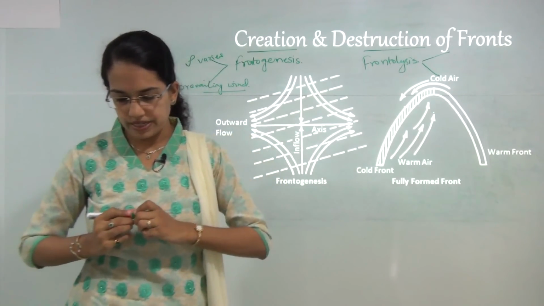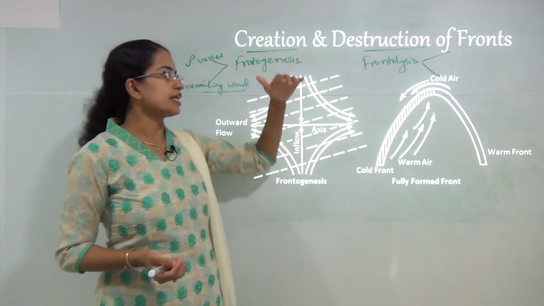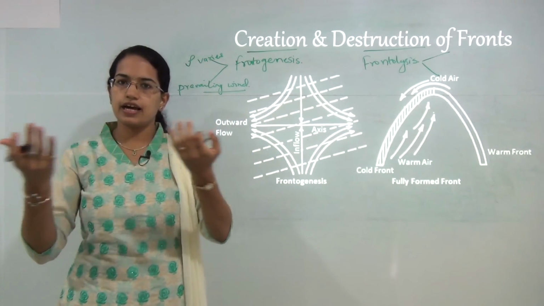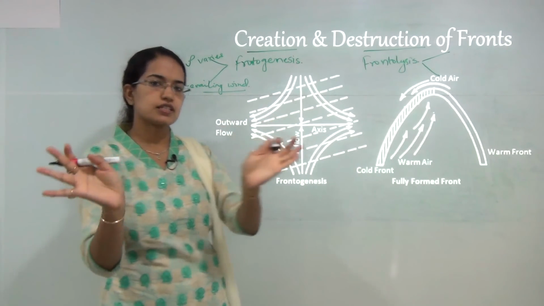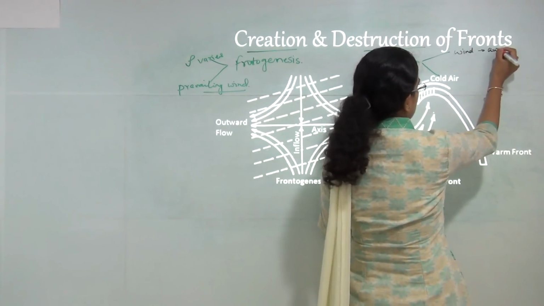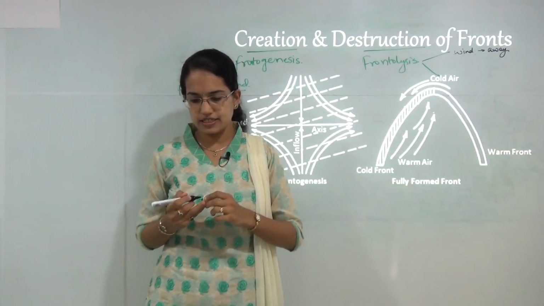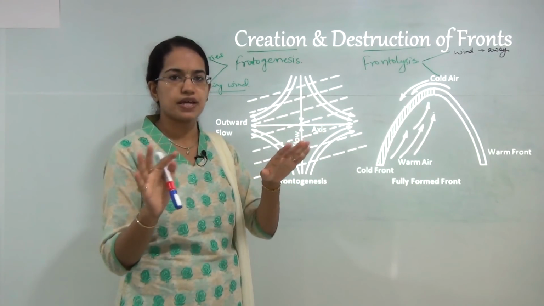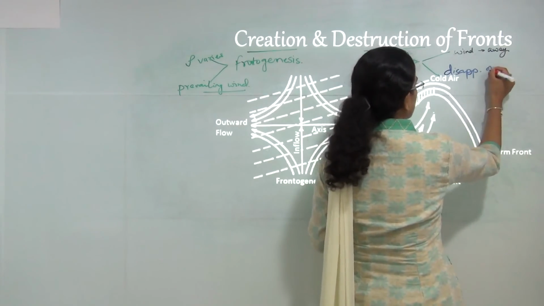Now what are the two basic conditions for frontolysis or destruction of a front? For destruction of a front, the two basic conditions are: first, the wind is carrying the particles away from each other. If the wind is carrying the particles away, there is separation of the air masses. So wind carrying particles away is one of the conditions for frontolysis. Another condition is that the temperature difference is disappearing. So you have disappearance of temperature difference.